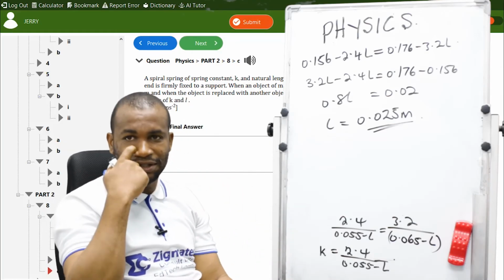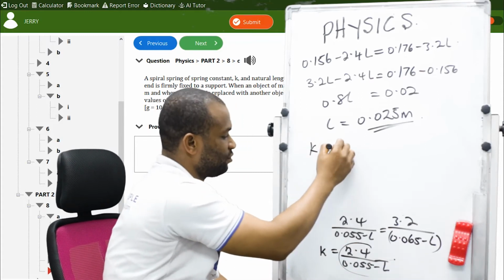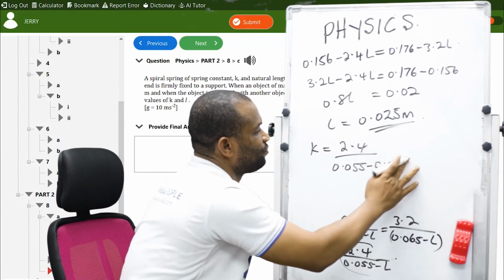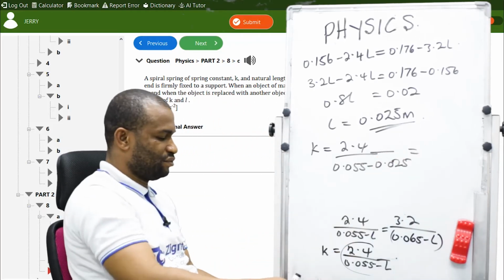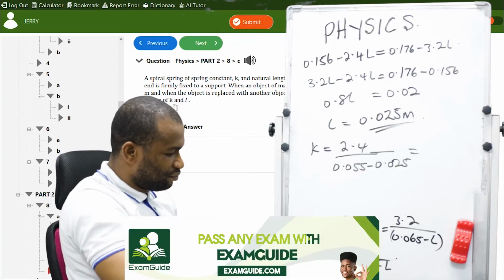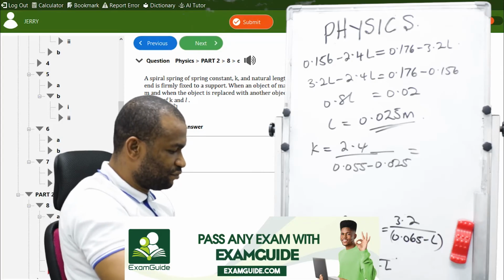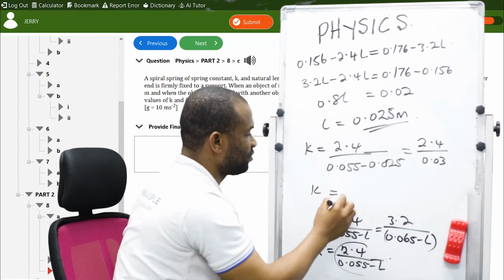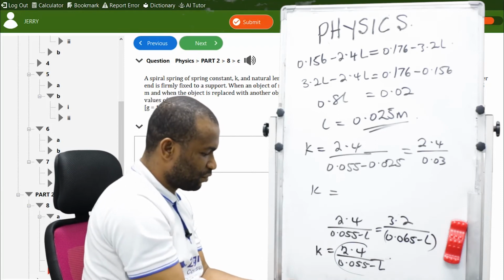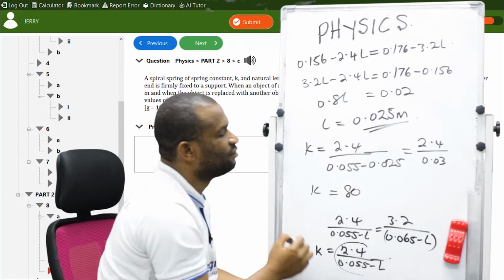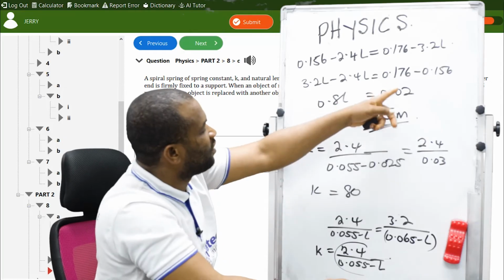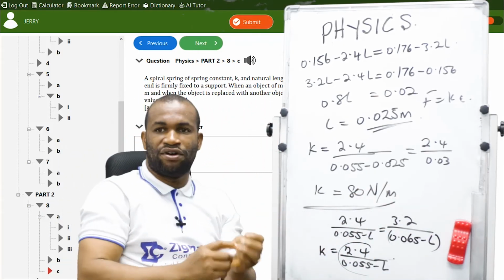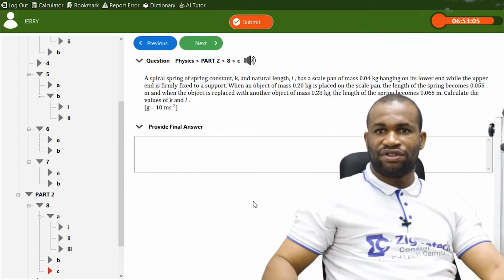We should also calculate the value of K. I'm putting it here. So K is equal to 2.4 all over 0.055 minus 0.025. Okay, I'll have 2.4 divided by 0.03. So K becomes 80. What is the unit of this constant K? That is Newton per meter. So this is the value of K. All right, so let's go to the next question.